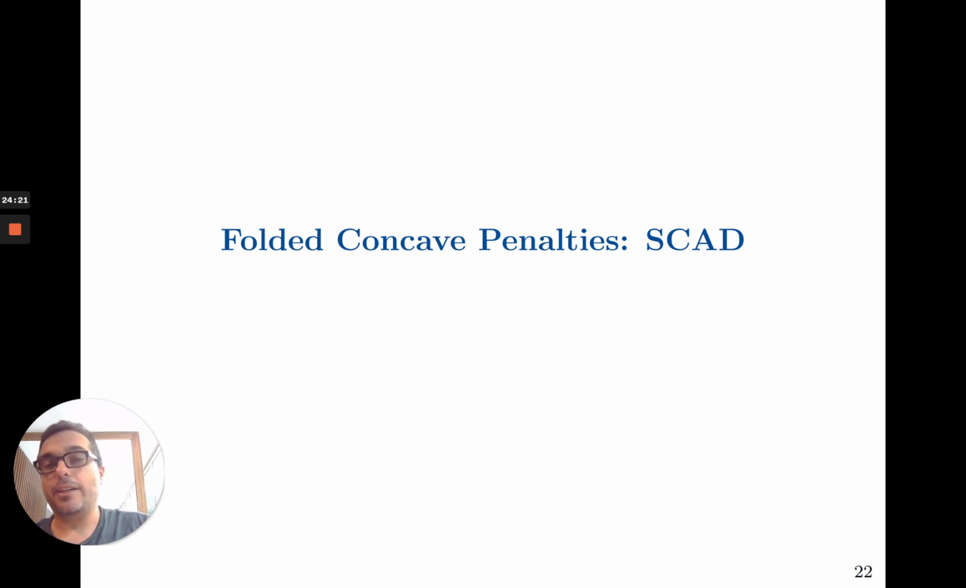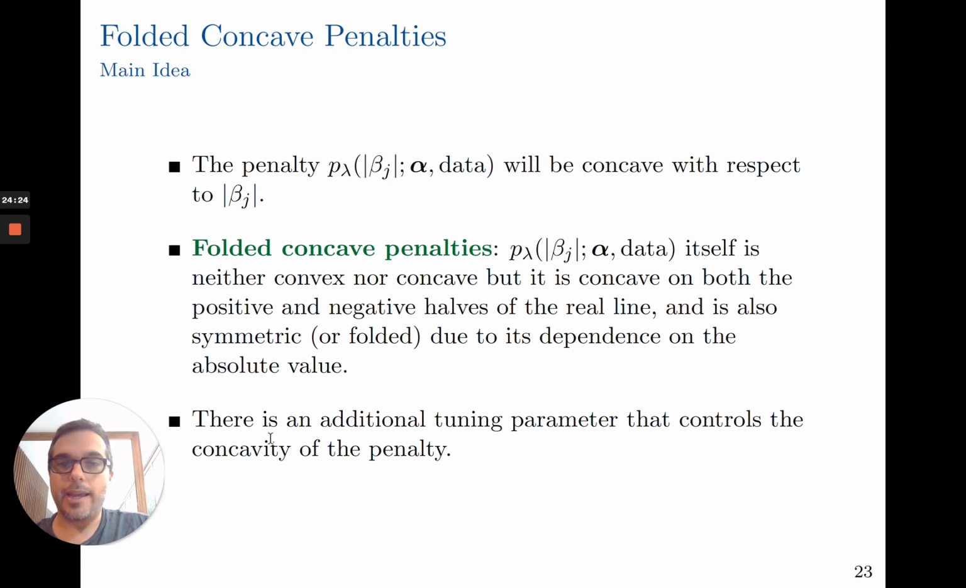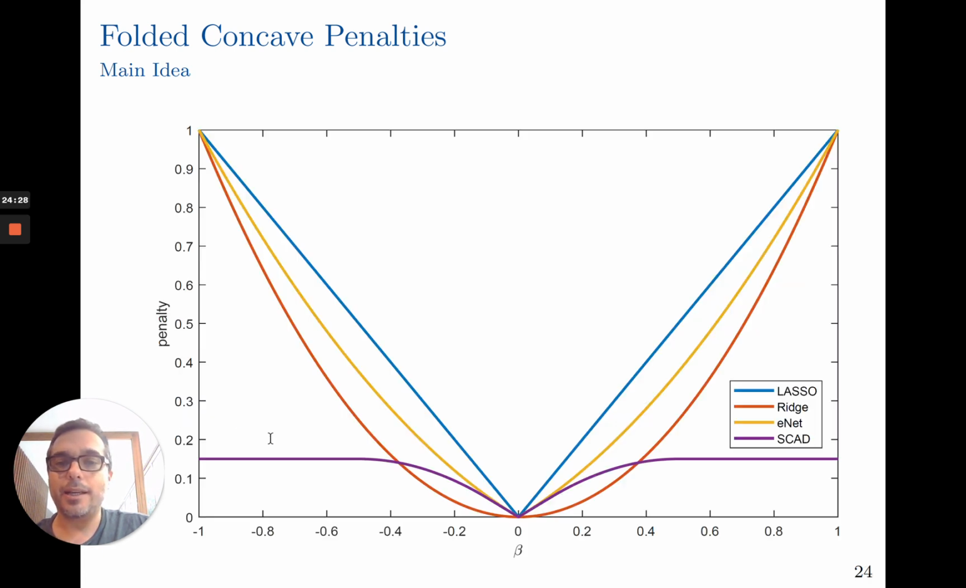And to wrap up, SCAD, the folded concave penalties. Let me motivate with this picture here. The blue line is the lasso penalty. So basically what we are saying is that no matter how big beta is, we are penalizing beta by this linear function. Okay? So this is the lasso penalty. The ElasticNet penalizes with this nonlinear function with a kink at the origin, but it also penalizes even large coefficients. And the larger the coefficient is, the larger the penalty.